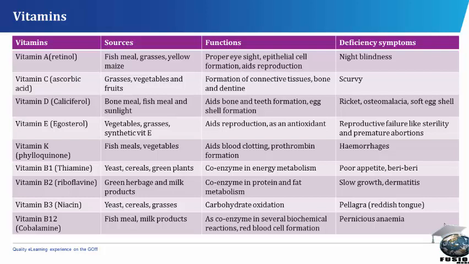Vitamin C, ascorbic acid. Sources: grasses, vegetables and fruits. Functions: formation of connective tissues, bone and dentin. Deficiency symptoms: scurvy.